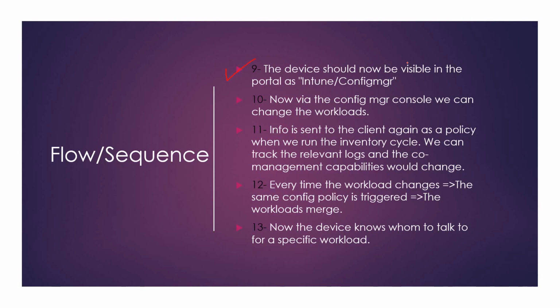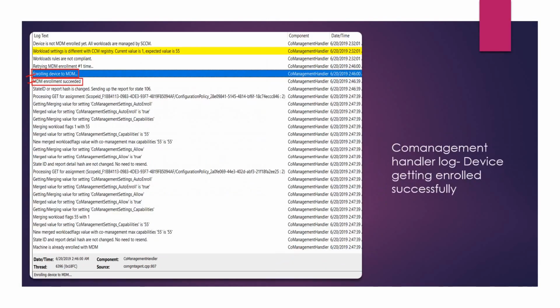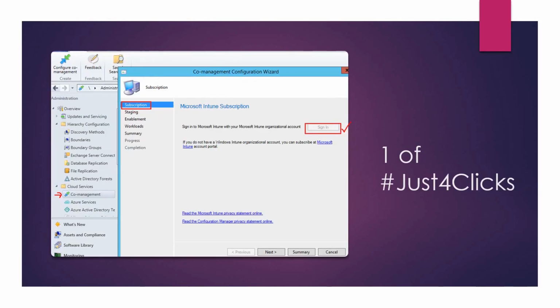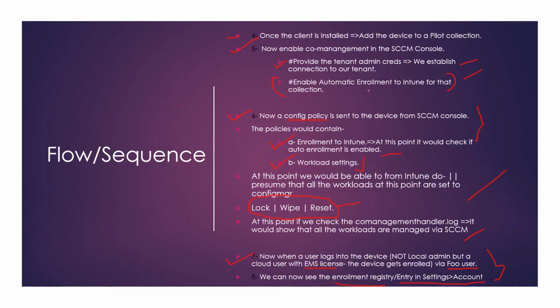Now, if we change a workload from the SCCM console, a policy is sent to the device again. So the SCCM console will again trigger the same configuration policy and will send it again. So the first time when we enabled auto enrollment, a configuration policy was sent to the device, and this policy contained two pieces of information: first, that the device needs to get enrolled, and second, the status of the workload settings.